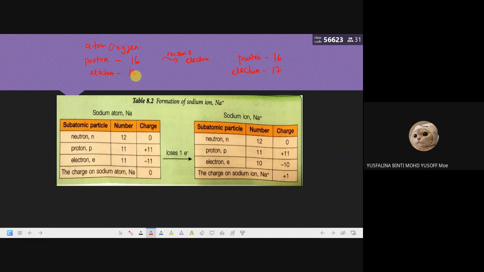So what happened here? You can see the number of electrons is higher than the number of protons. So now the oxygen will become the negative ion, or anion, because the number of electrons is higher than the number of protons. Just now with sodium, the number of protons was higher than electrons, so it became the positive ion, because the positive charge is more than the negative charge. So remember, proton is positive, electron is negative, neutron has no charge.